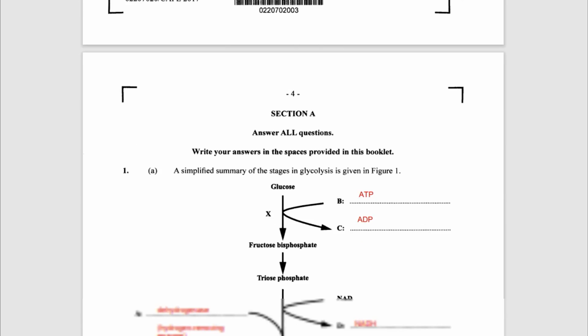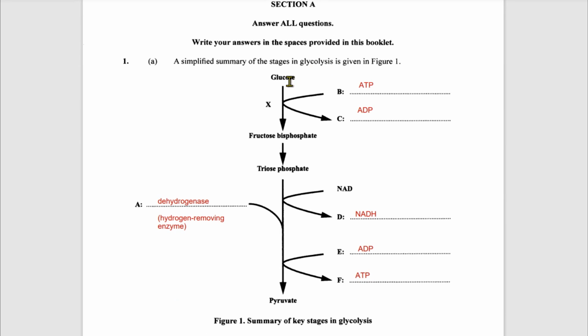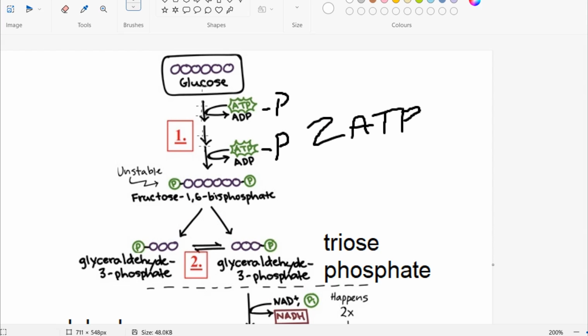So if you look here, X is where glucose is converted to fructose biphosphate. The difference is that this fructose biphosphate has 2 phosphate groups attached to it that make it a little unstable, and that allow it to split into these 3 carbon sugars down here, triose phosphate.